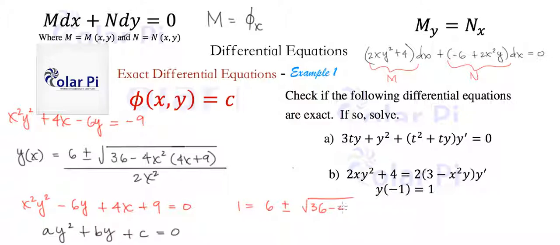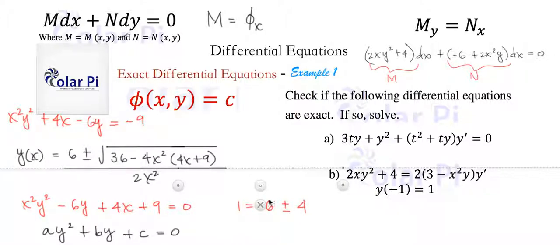minus 4 times x squared, which is 1, times c, which is 4x plus 9. With x equal to negative 1, that's negative 4 plus 9, which is 5. So minus 4 times 5 is minus 20 from 36, so that's 16. And in fact, I'll get rid of the square root and write 4, because the square root of 16 is 4.